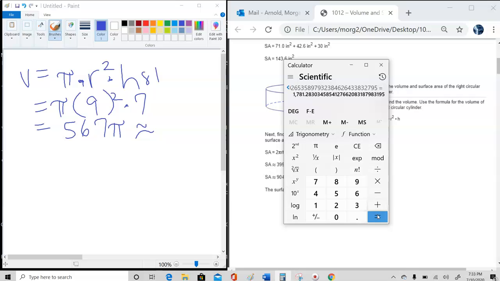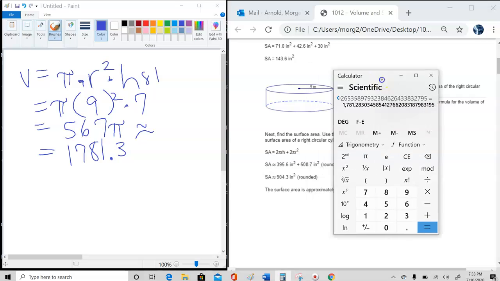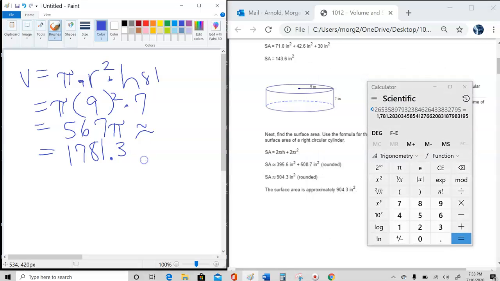And round to whatever place value my math lab wants. Let's say they wanted to round it to the 10th place. So this will be 1,781.3 cubic inches.